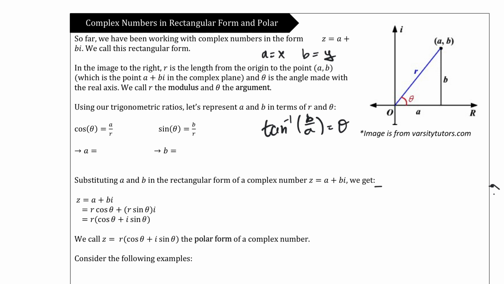Just for example, in vectors we had x equals r cosine theta. Here we have a equals r cosine theta, and b would be equal to r sine theta. So if I wanted the x and y coordinates, or the a and b pieces, the sides of my triangle, the real and imaginary components, I'm just going to do it like before.